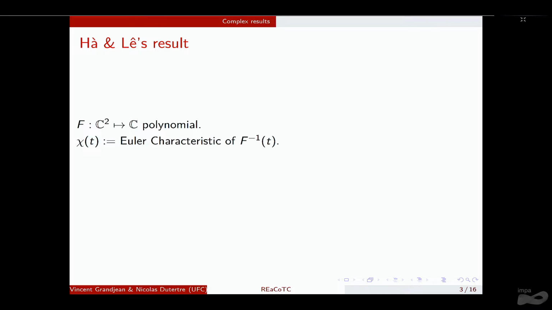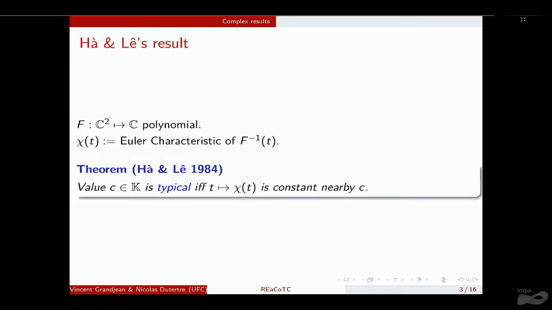And what do they prove? They prove that a value is typical if and only if the Euler characteristic is constant in a neighborhood of this value. So I don't know if practically it's easy to compute the Euler characteristic of the fibers of any plane complex polynomial, but at least the criterion is very simple. It's just a topological criterion. And this topological criterion tells you that actually you have smooth triviality. Well, this is the first result of this nature. That's a result of 84.